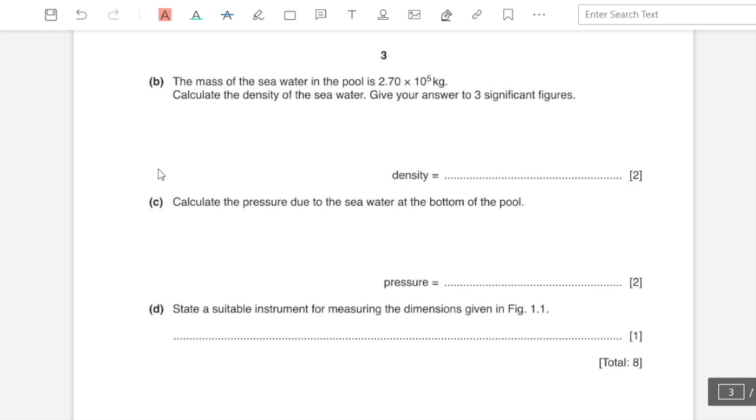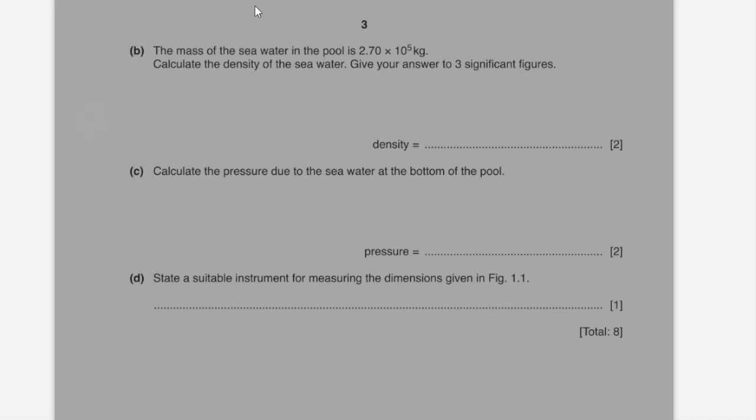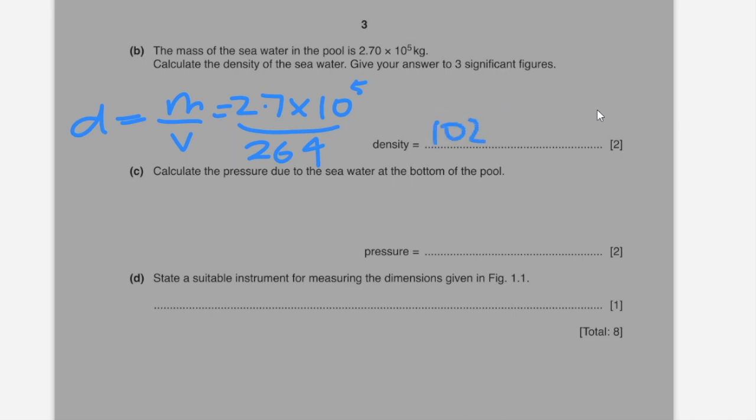B. The mass of the seawater in the pool is 2.7 into 10 to the power of 5 kg. Calculate the density of the seawater. Give your answer to three significant figures. Alright, so density is equal to mass divided by volume. Mass in the question is 2.7 into 10 to the power of 5 divided by the volume, which is also given in the question, is 264. And this gives the answer as 1020 kg per meter cube.